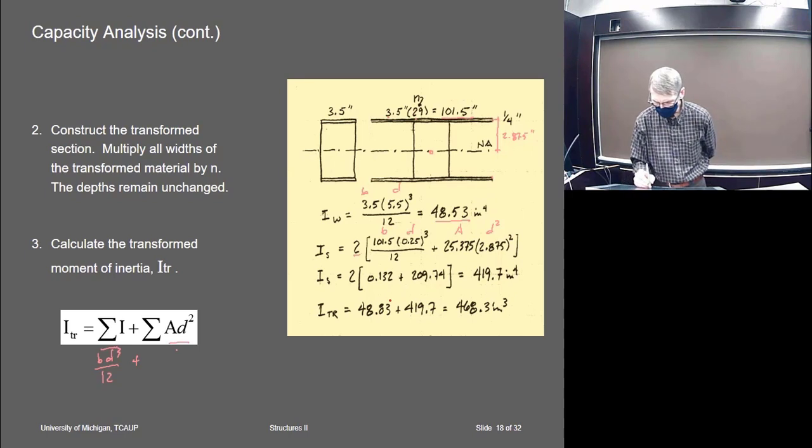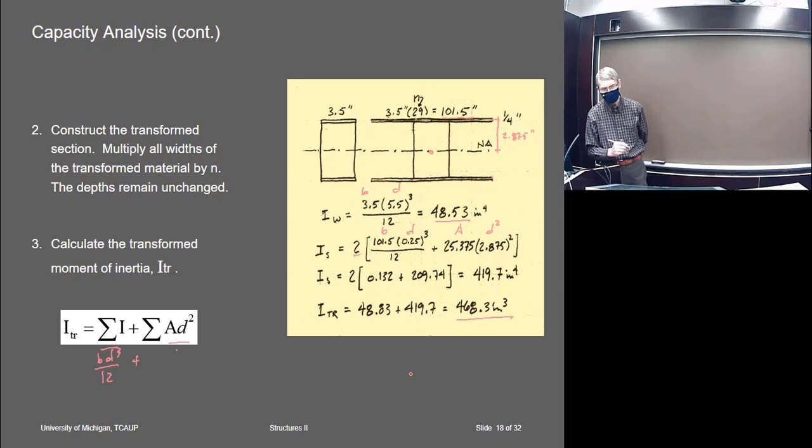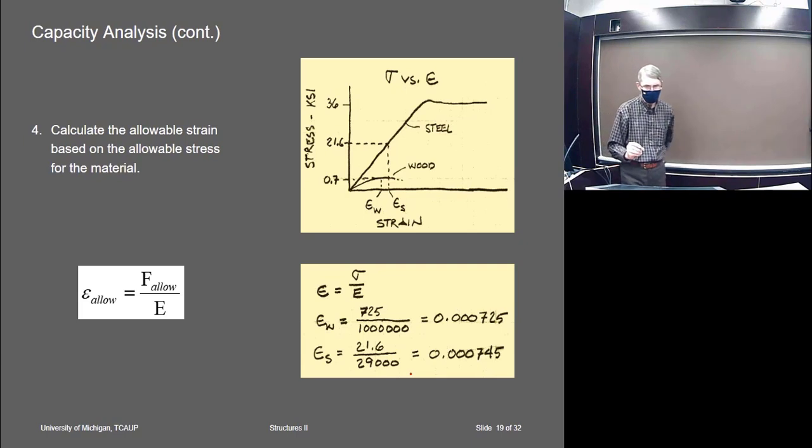Okay, so we get that and sum it up, and that gives us then the transformed section moment of inertia, 468. Okay, now we've got to make sure that we don't overstress either of these two materials. We've got the steel and the wood, and we want to make sure that we don't overstress them. And the stress is proportional to strain, so we could look at either one, actually. We could look at the stresses, or we could look at the strain.